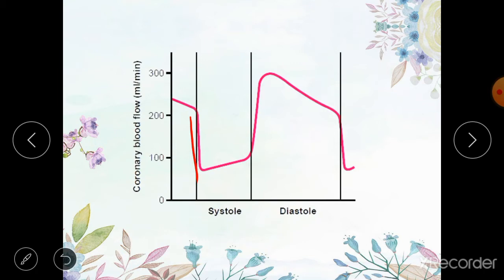And throughout the systole, this blood flow is maintained at this very low level. As soon as your systole ends and your ventricle starts to relax and your diastole starts, these intramuscular arteries open up and the blood flow through them increases, and this is the phasic change during your cardiac cycle.